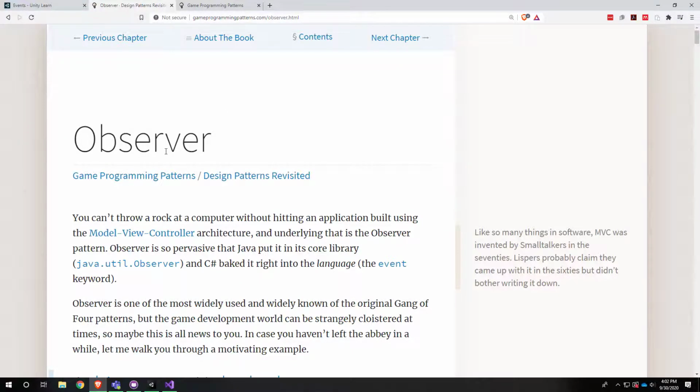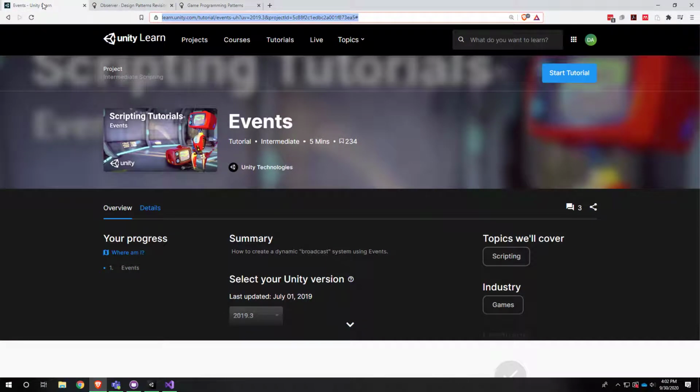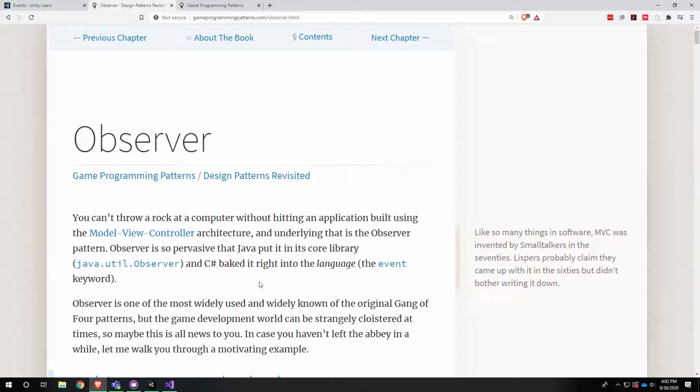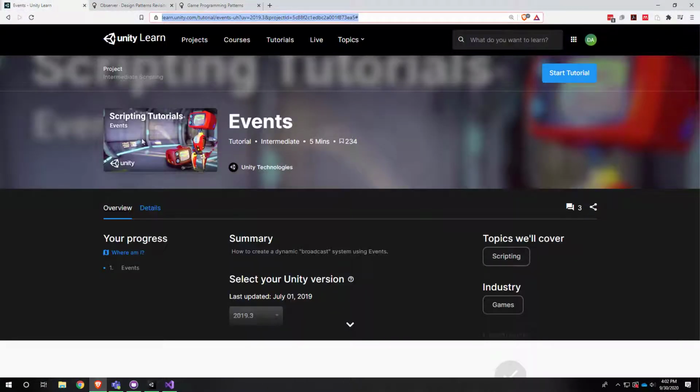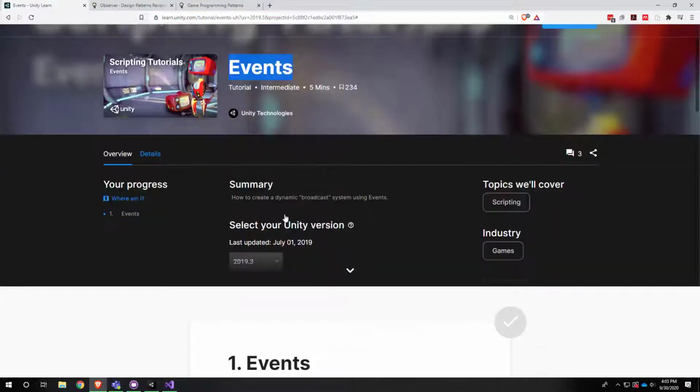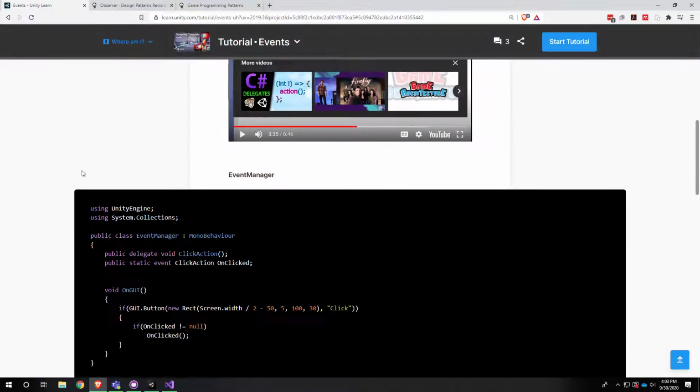And there is actually a good tutorial. So if you read this chapter, you'll notice that the author actually shows you that in C#, the observer pattern is actually baked into the language with the event keyword. And if you were to look at Unity's scripting tutorials here, they have a tutorial on events, and I recommend that you check it out.